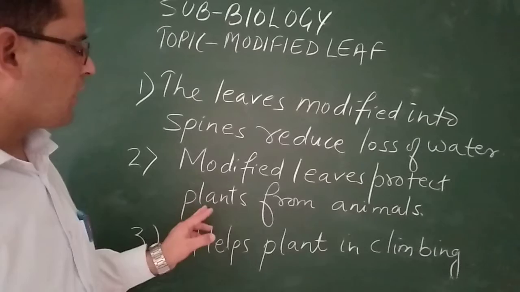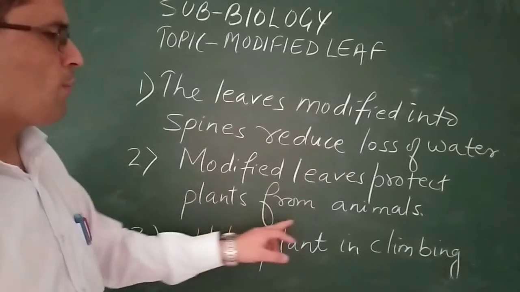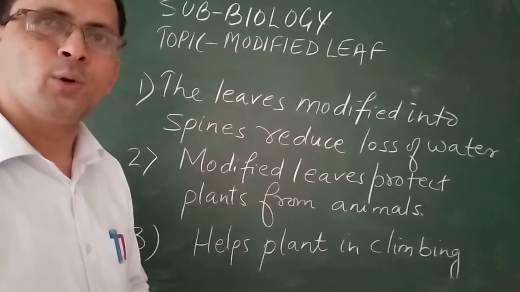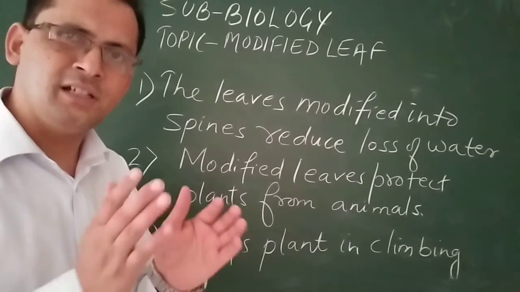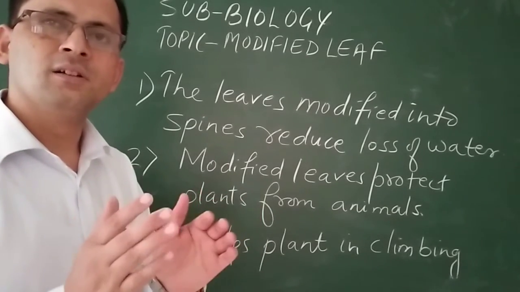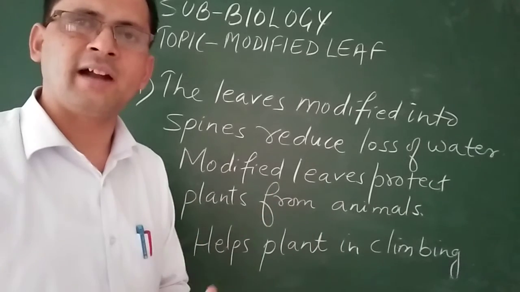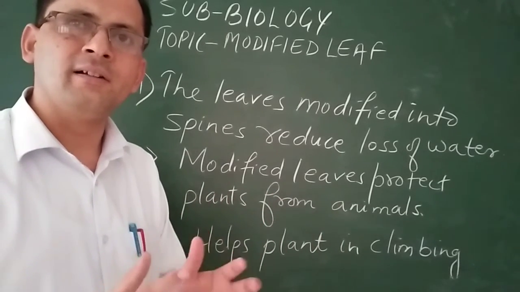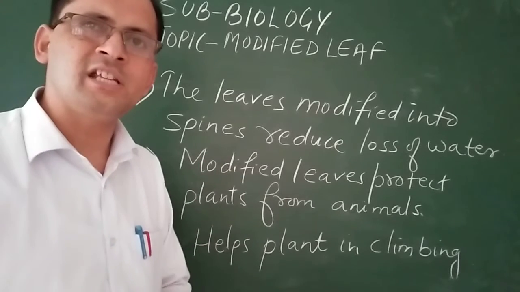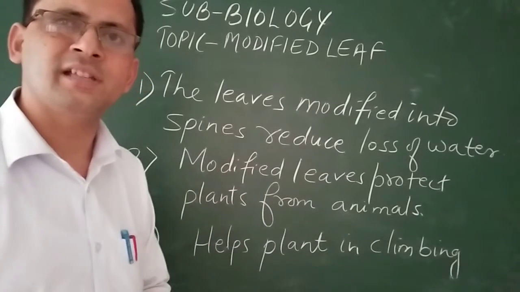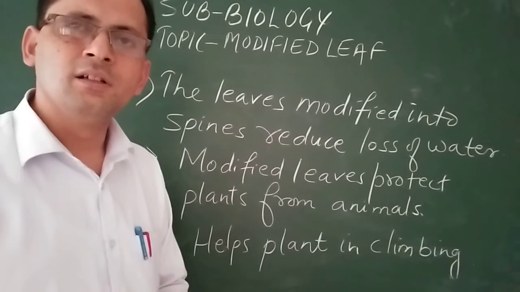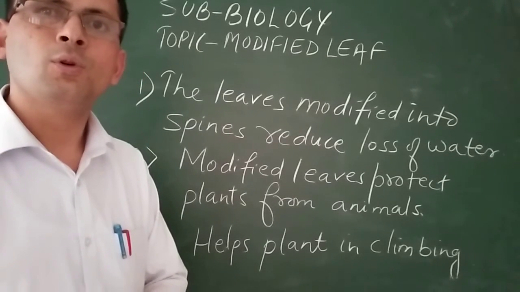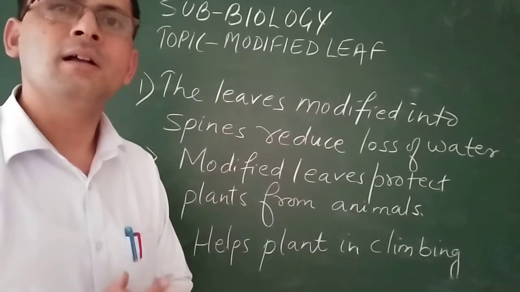Second, beta, modified leaves protect plants from animals. Now see, what are these modified leaves doing? Like in the case of cactus, you have seen there are thorns, there are spines. We are also afraid of touching these cactus plants. In the same way, the animals are afraid. They do not go closer to these plants just because of the presence of the spines. So the modified leaves help the plant to protect themselves from the animals.